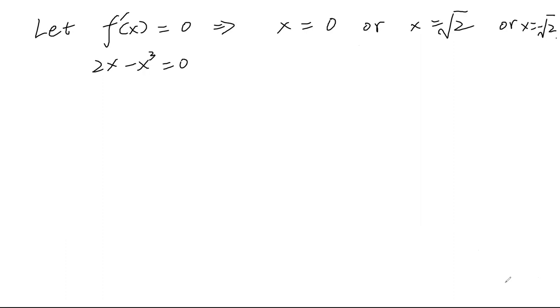Then from here, you can try to plug in some number. You can see when x is greater than square root of 2, the f prime of x is less than 0.